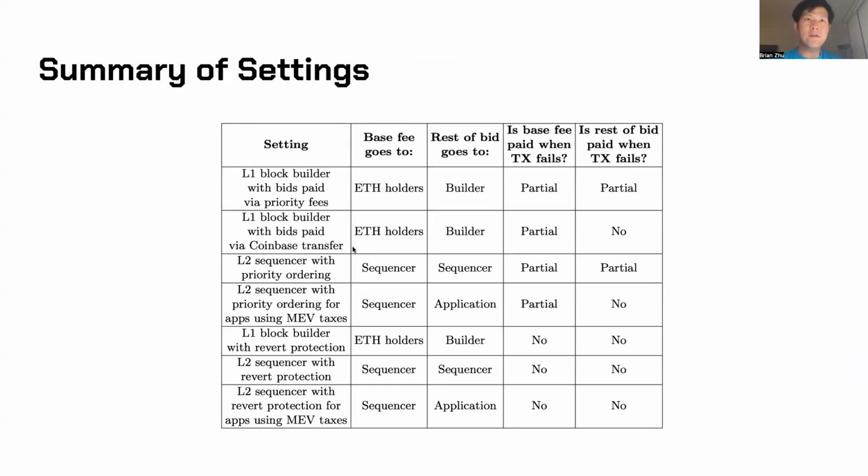So we can sort of summarize these main settings with our table here. One group of settings is where you need to pay a partial fee on a failed transaction on both your base and priority fee, such as L1 block building with priority fees and L2 sequencer with priority ordering. Another broad category is where you only need to pay a partial transaction fee on the base gas fee, not the priority gas fee. And finally, under revert protection, you would not have to pay any transaction fees for failed transactions at all.